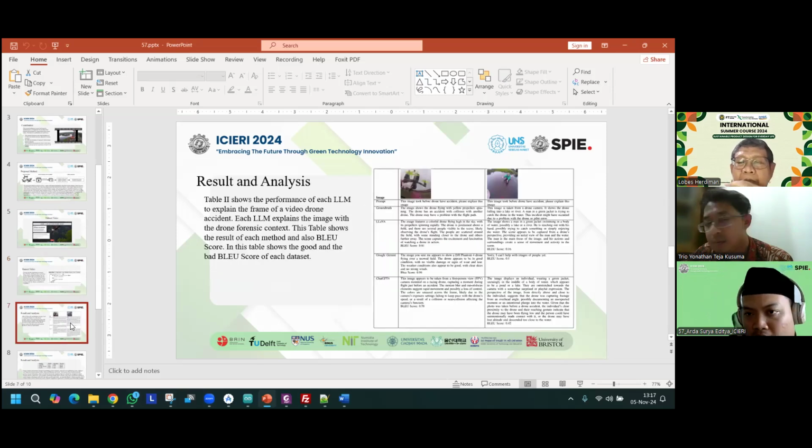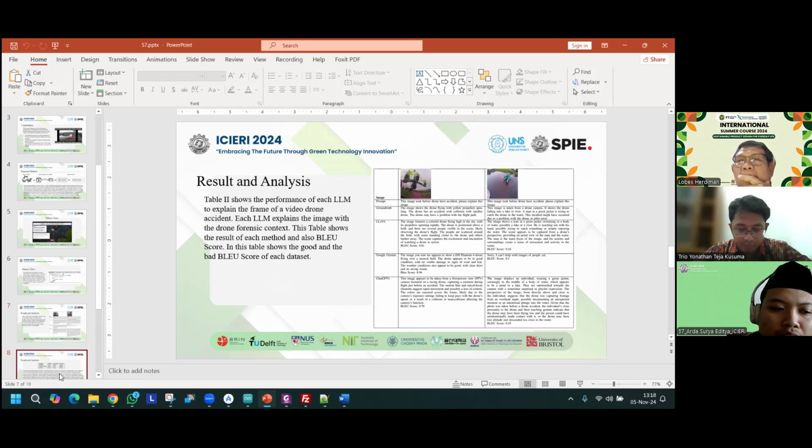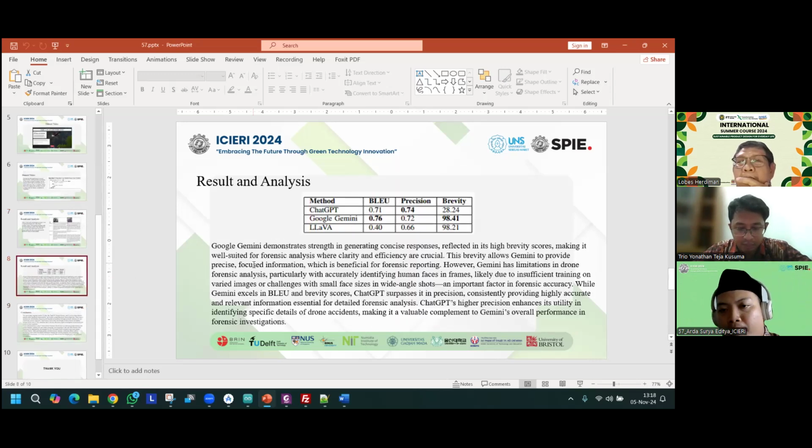Okay, here are the results and analysis. Here is the result when we use the three LLM models: LLaVA, Google Gemini, and ChatGPT-4. And you can read in my presentation or in my paper, there are different results when you give the same image and the same prompt. Here is the table that concludes the research.